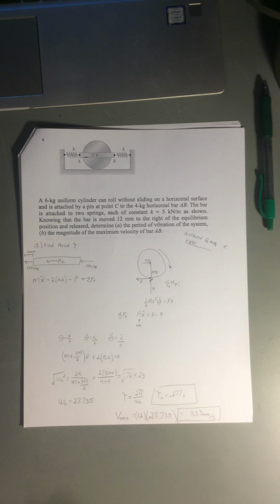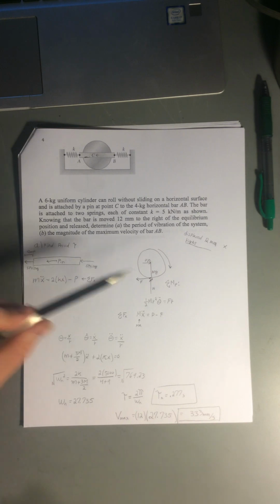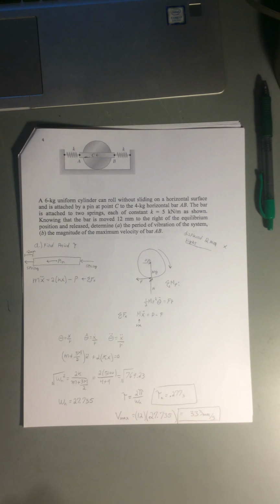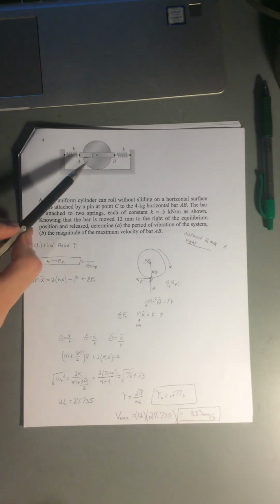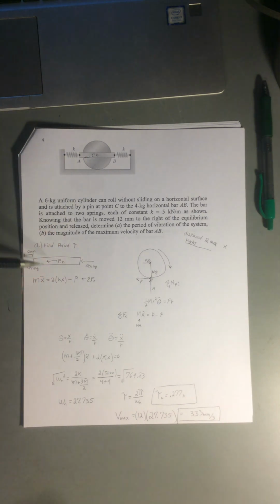In order to find that, the first thing we need to do is find the natural frequency omega n, and then we can use our relationships from there to solve this problem. What I've done here is draw a free body diagram for this system, broken up. I drew a free body diagram of the cylinder and then this bar.